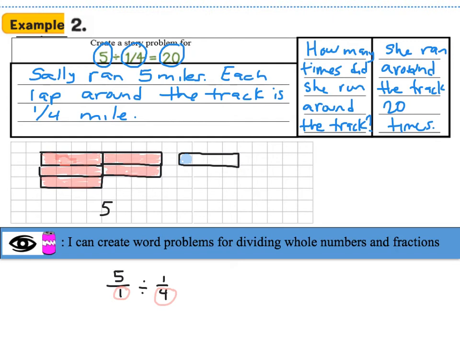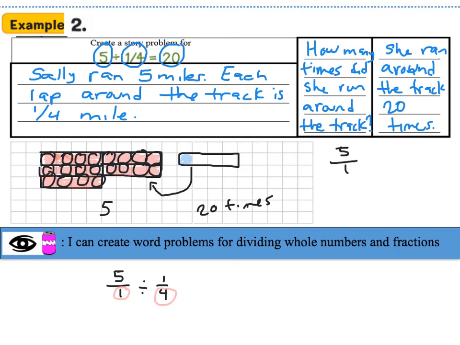Okay, so I want to see how many times the blue can go into the red. So let's count. So there's 1 mile, or 1 time around the track, 2 times around the track, 3, 4, 5, 6, 7, 8, 9, 10, 11, 12, 13, 14, 15, 16, 17, 18, 19, 20. So a total of 20 times are on the track. Now we can go back and check with our algorithm.